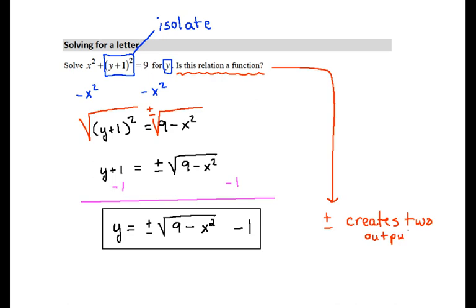If we want to just see an example, I could say x equals 0 is a pretty simple one. If x equals 0, y is equal to the positive square root of 9, which is 3, minus 1. We get 2. And y is equal to the negative square root of 9, which is negative 3, minus 1, which is negative 4. So I can come up with an example of an input that has two outputs, and therefore this is not a function.